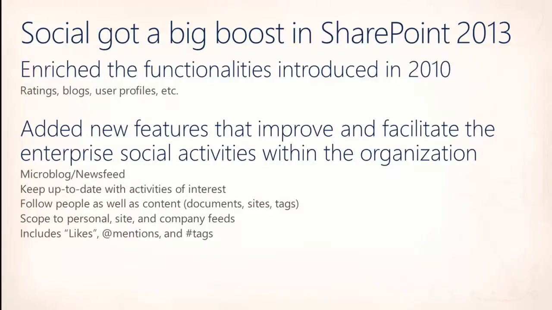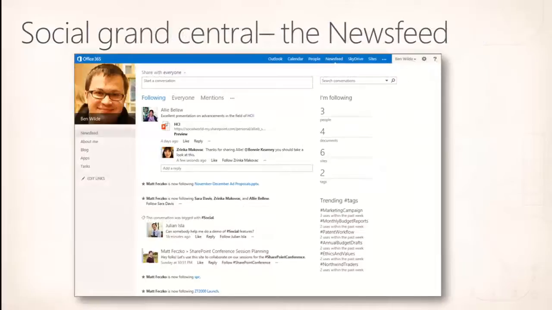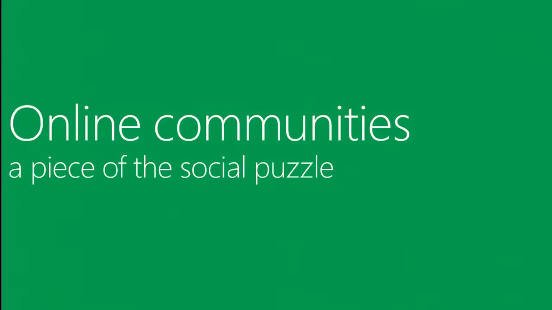And really, communities themselves are just one piece of that puzzle. And so this is really the grand central station of our social experience, the news feed page, all things, notifications, what you're following, all come into here. There's this great notion of follow, and you can follow a lot of different types of objects, people, documents, sites, tags. And this is really the hub. And communities are an offshoot of that hub. They're one piece to the social puzzle. They do have their place, and that's what we want you to learn about today.